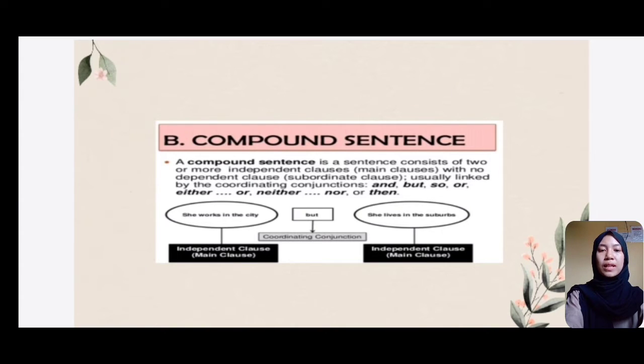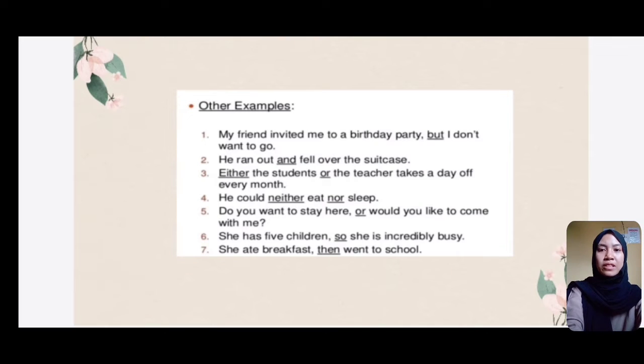She works in the city, independent clause, but, coordinating conjunction. She lives in the suburbs, independent clause, main clause. Other examples: One, my friend invited me to a birthday party, but I don't want to go. Two, he ran out and ran over the suitcase.